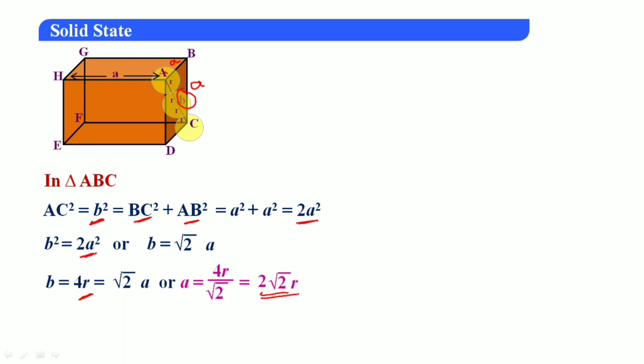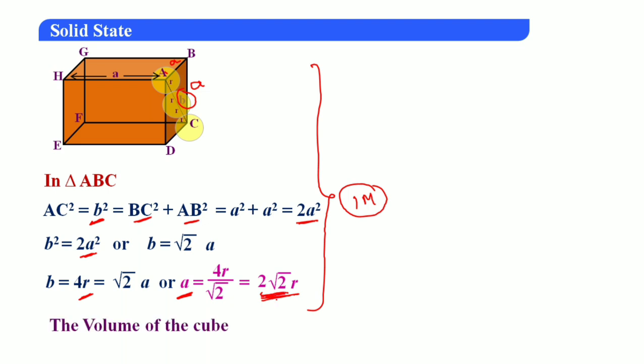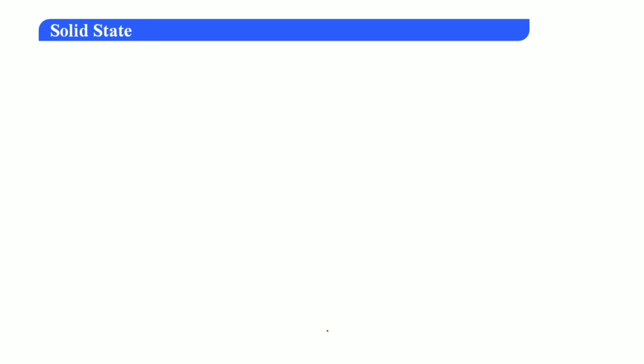Very important, 2 root 2 R. This much derivation, remember this with the diagram, will give you 1 mark. You have proved that edge length A is equal to 2 root 2 R. Next, the volume of the cube is A cube, which is nothing but 2 root 2 R whole cube.